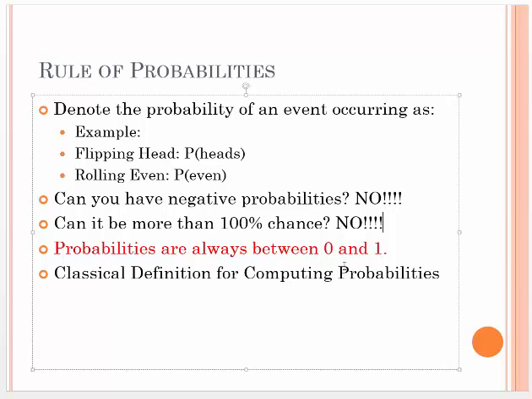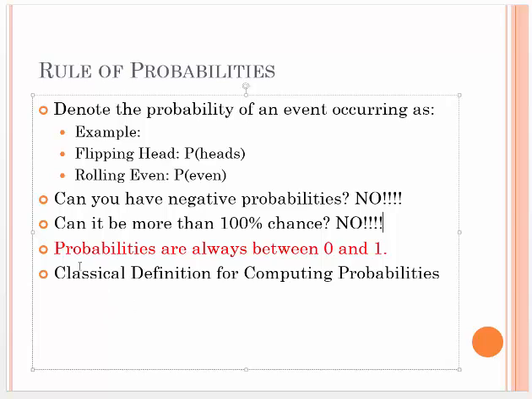So probabilities are always between 0 and 1, with 1 being 100%. Probabilities will generally be shown as a fraction or a decimal between 0 and 1, 0 being the lowest, impossible to happen, and 1 being the highest, 100%.